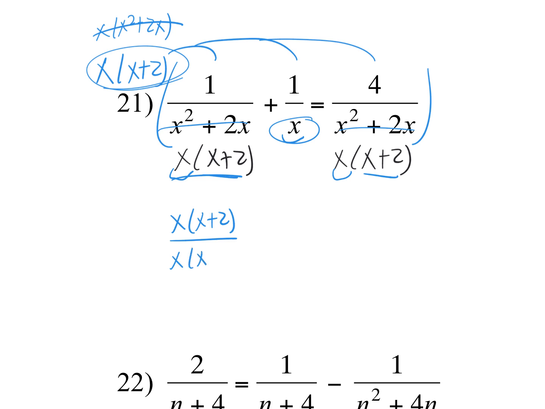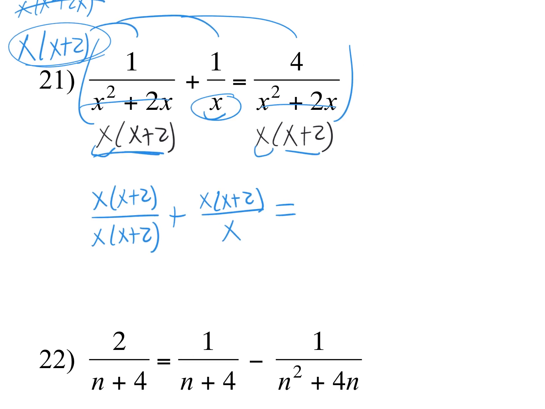So I'm going to write x times x plus 2 on the bottom, and then plus 1 times x plus 2 is going to be x times x plus 2 over x. And then this equals 4 times x plus 2. All right, so 4 times x plus 2, over, and then again, I'm going to write the factored expression, x times x plus 2.